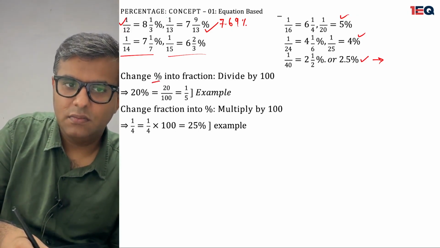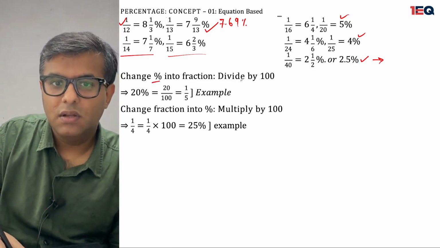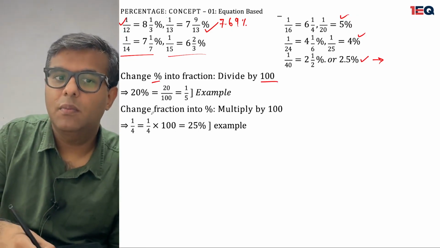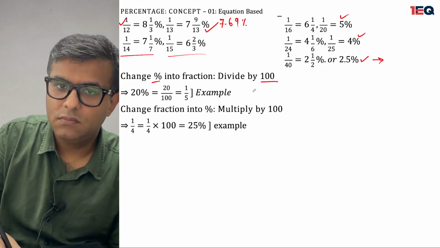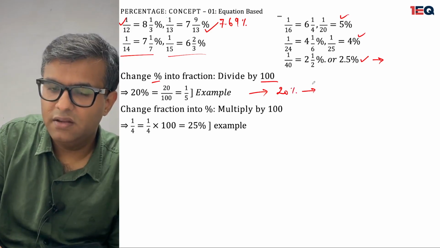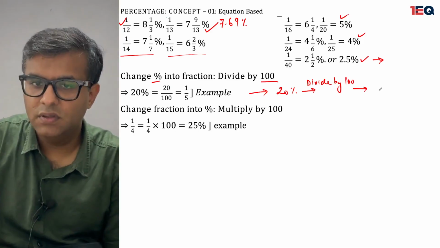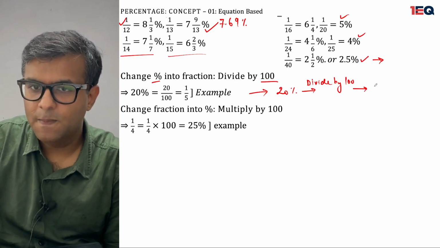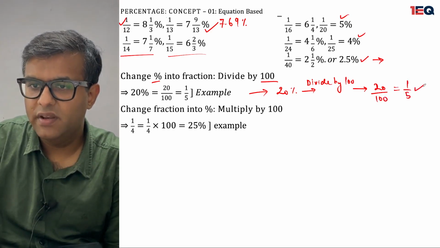There's a small fraction, this is a small question. Change percentage into fraction: I divide it by 100. But when I want to change a fraction into percentage, then I multiply by 100. If I wish to remove the percentage symbol, then I divide by 100. So 20% is 20 divided by 100, which is equal to 1 by 5.